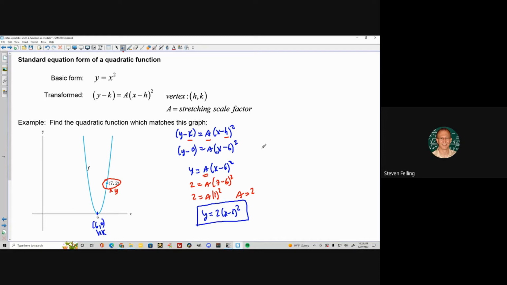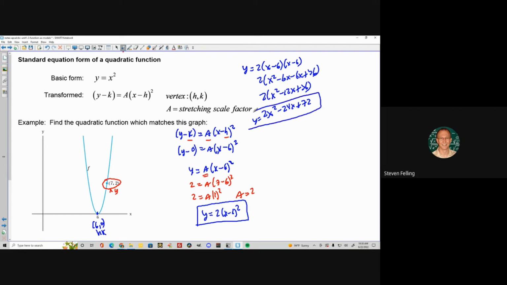Now, we could also multiply this out. Let's say that we had y equals 2 times x minus 6 times x minus 6. This is x times x is x squared, minus 6x, minus 6x, and then plus 6 times 6 is 36. If you combine like terms, you get x squared minus 12x plus 36. And then if you distribute that 2, we could also write this as y equals 2x squared minus 24x plus 72, right? That's another way to write this. So this and this are equivalent, but we don't have to do that unless the problem tells us to do that, okay?